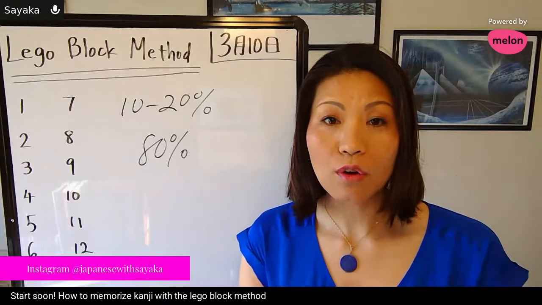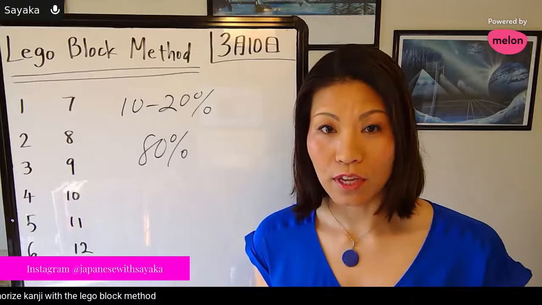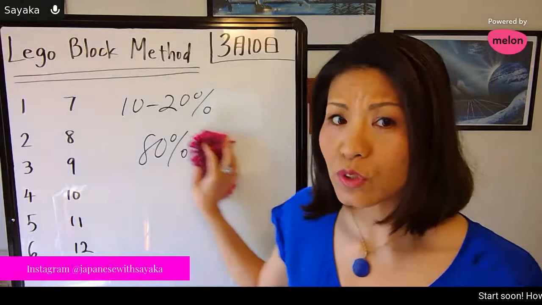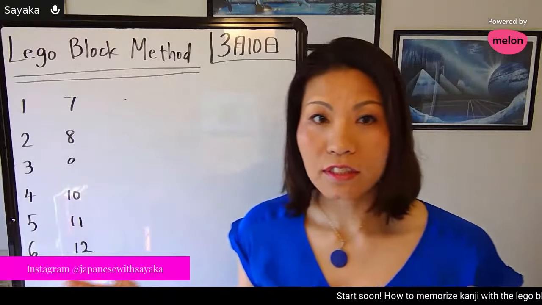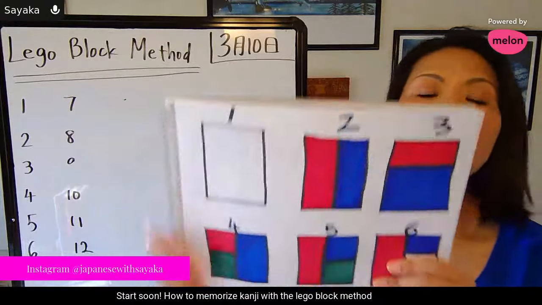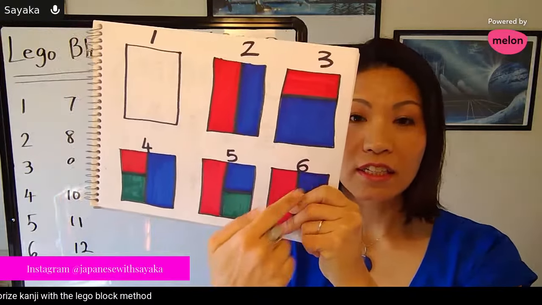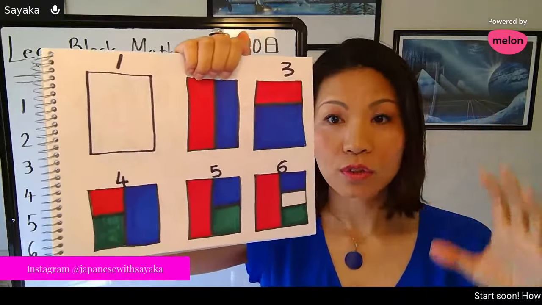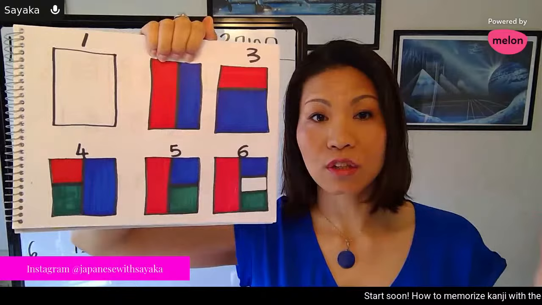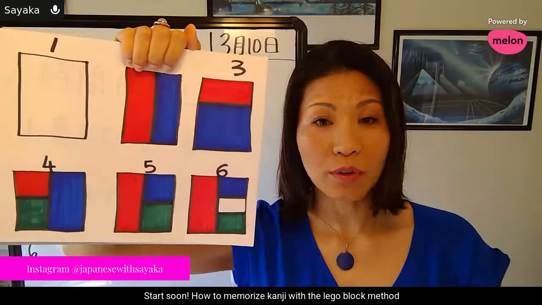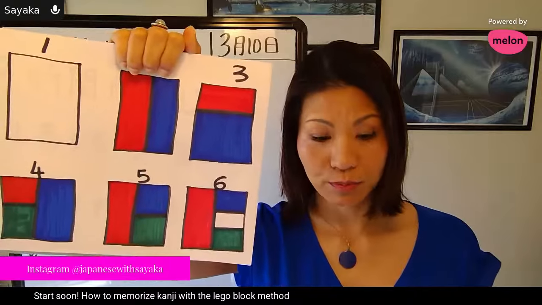I want to share how you can see the kanji in a different way so that you can memorize kanji easier than what you're doing right now. So what is the Lego block method? Today we are going to practice the way you can look at the kanji like this. We are going to see the kanji as putting blocks together, to see a kanji in a new way so that it helps you to memorize, but also gives you a clue how you can read it or the meaning of the kanji.